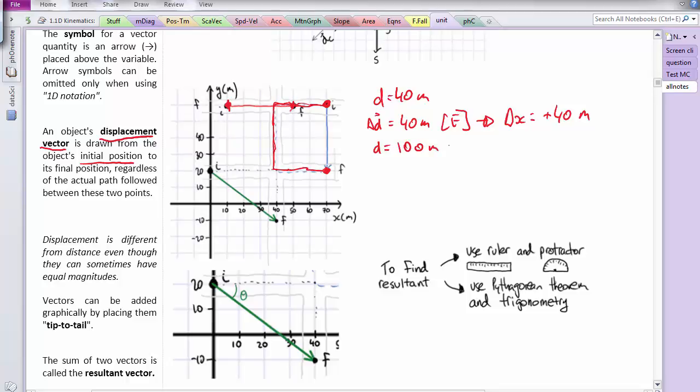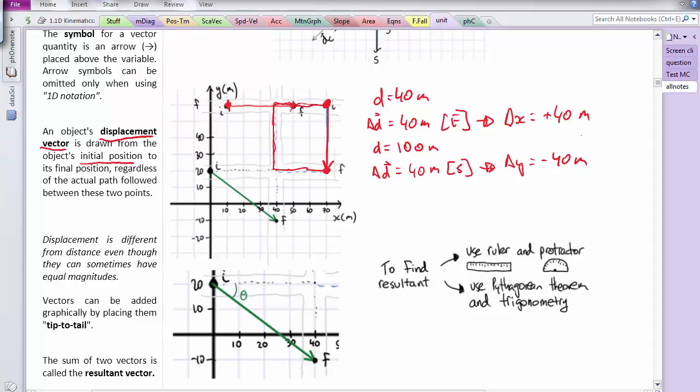But the displacement vector isn't of length 100 because the displacement vector points from the initial to the final. So the length of the displacement vector, delta d, is equal to 40 meters and points in the south direction. Because this is in 1D again, we can just say that delta y is equal to negative 40 meters.